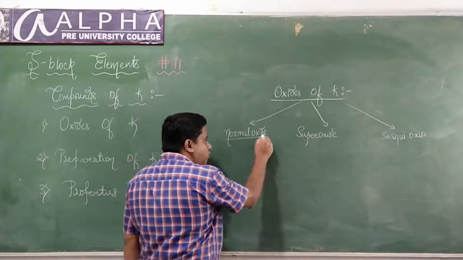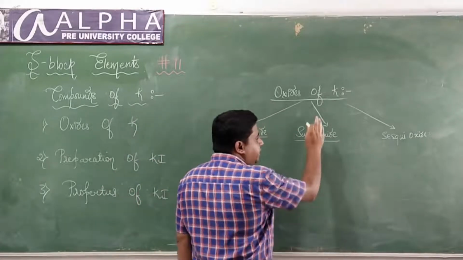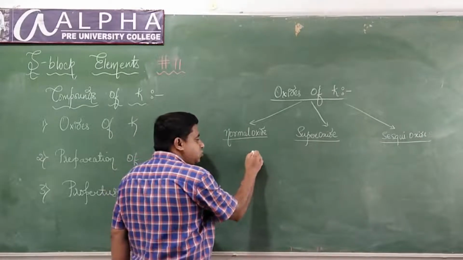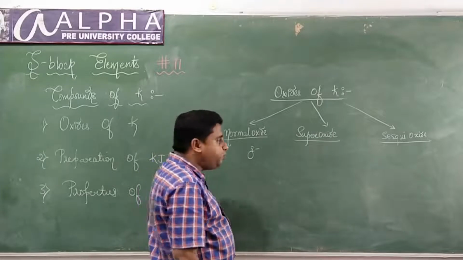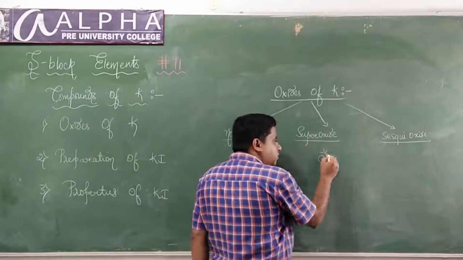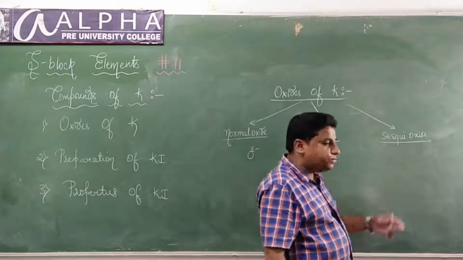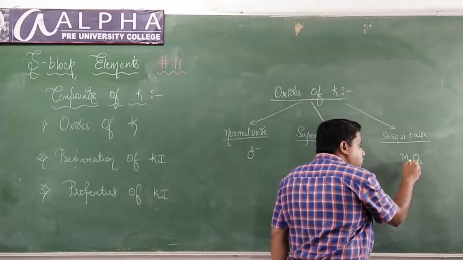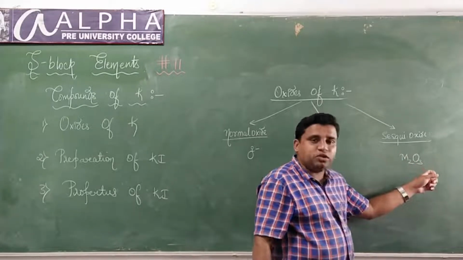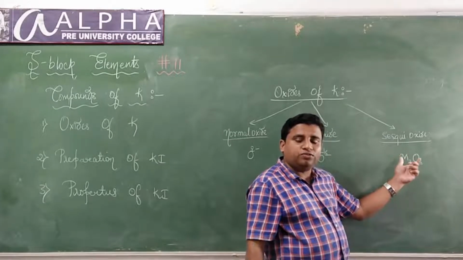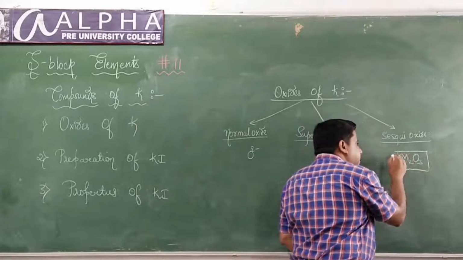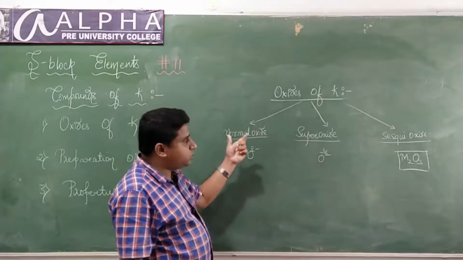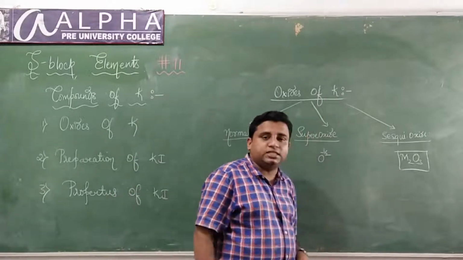Potassium will form normal oxide, superoxide, and sesquioxide. Normal oxide means O2-. Superoxide is O2-. What do you mean by sesquioxide? If 3 atoms of oxygen combine with 2 atoms of other radicals, then this type of oxide is called sesquioxide. So potassium is forming 3 types: normal oxide, superoxide, and sesquioxide.